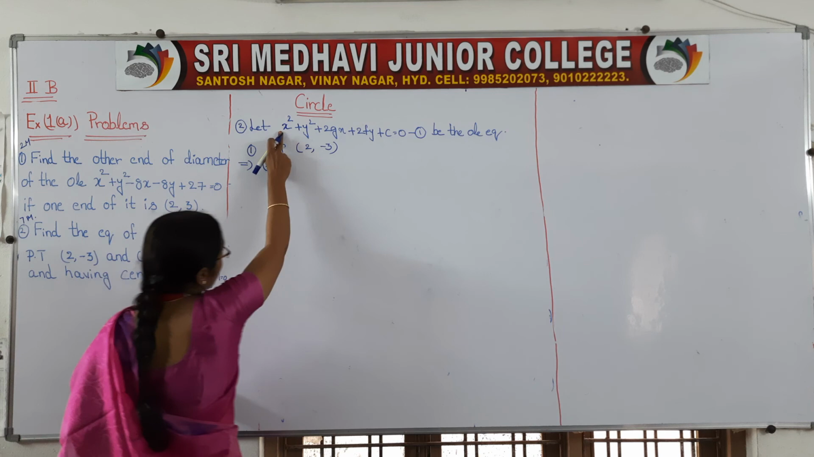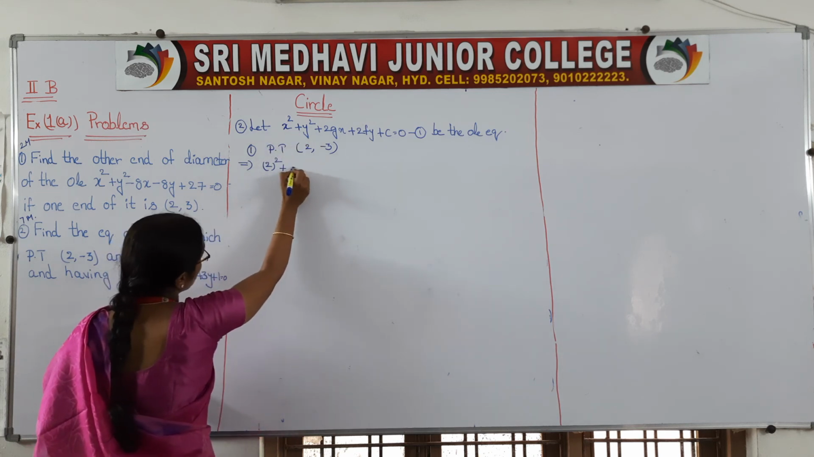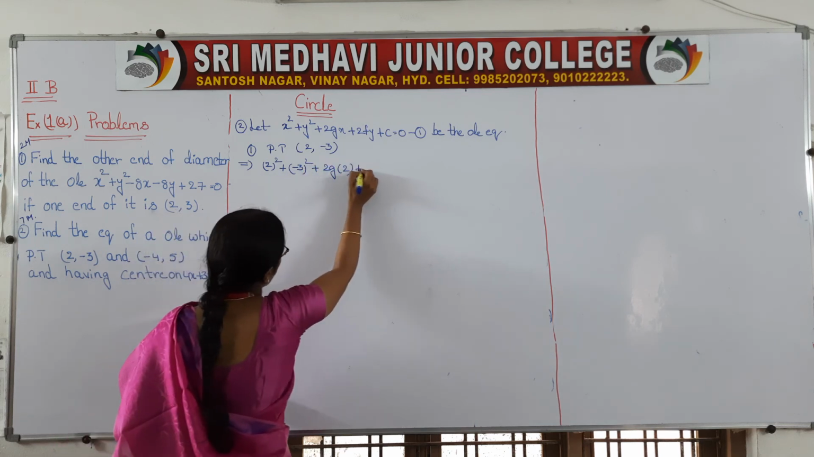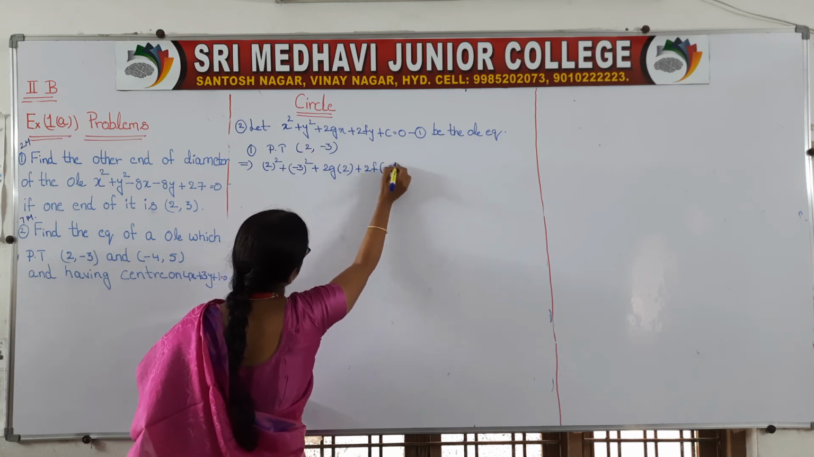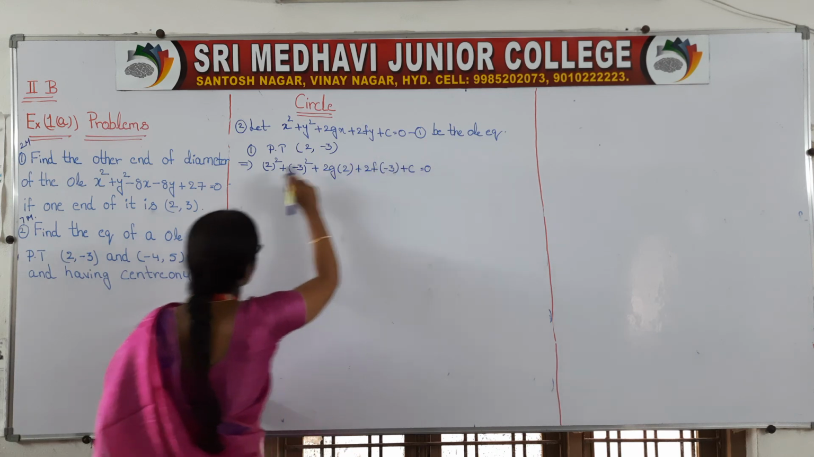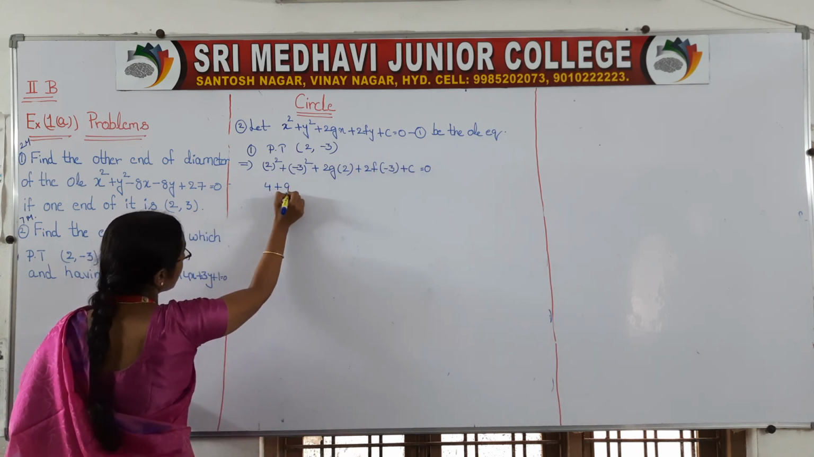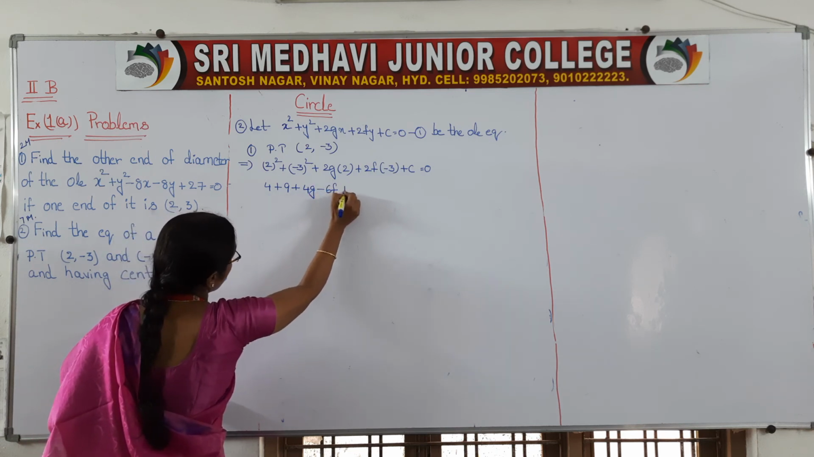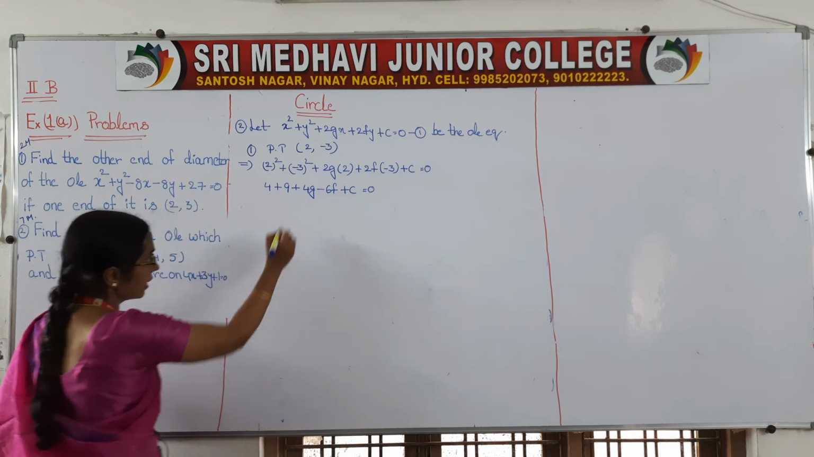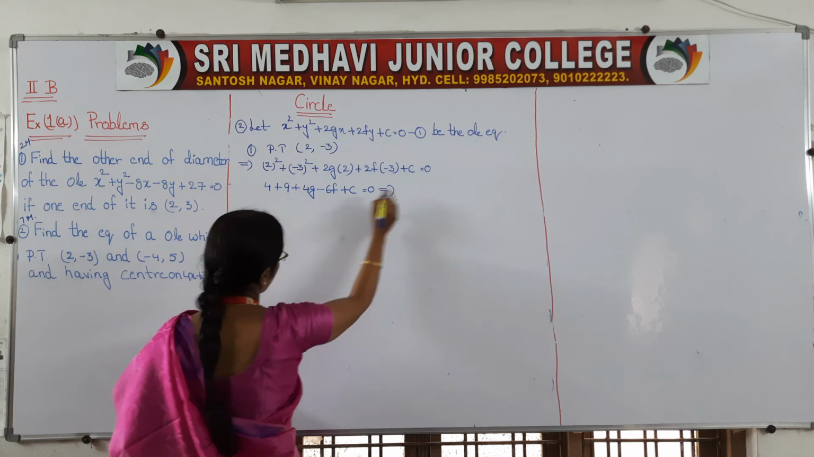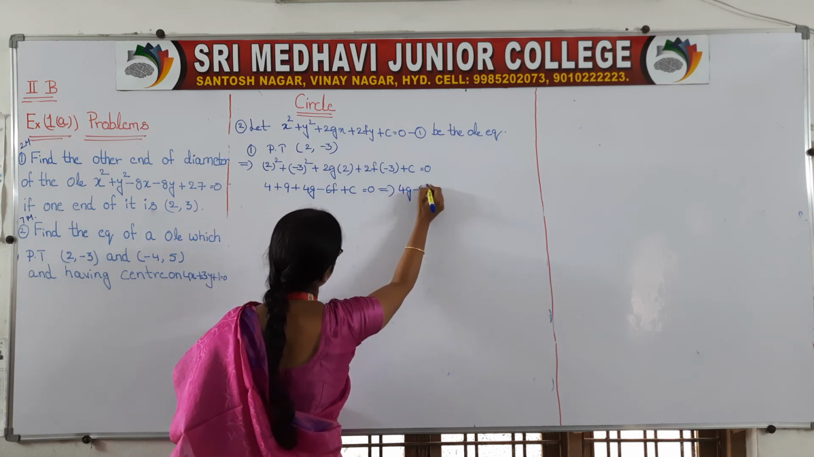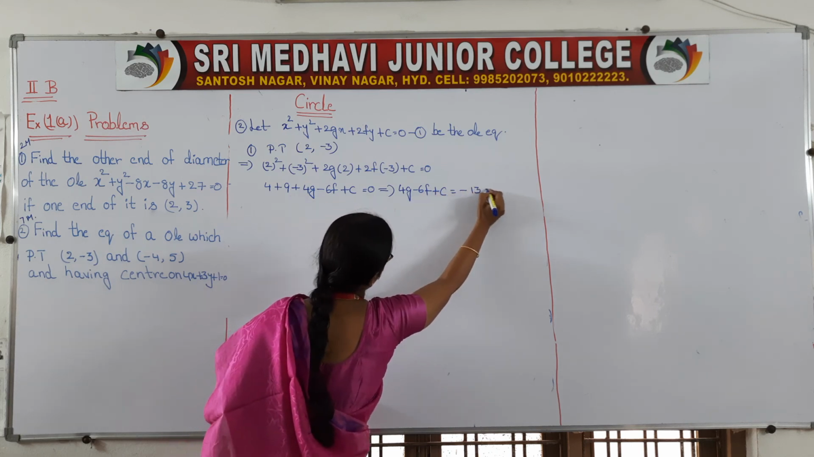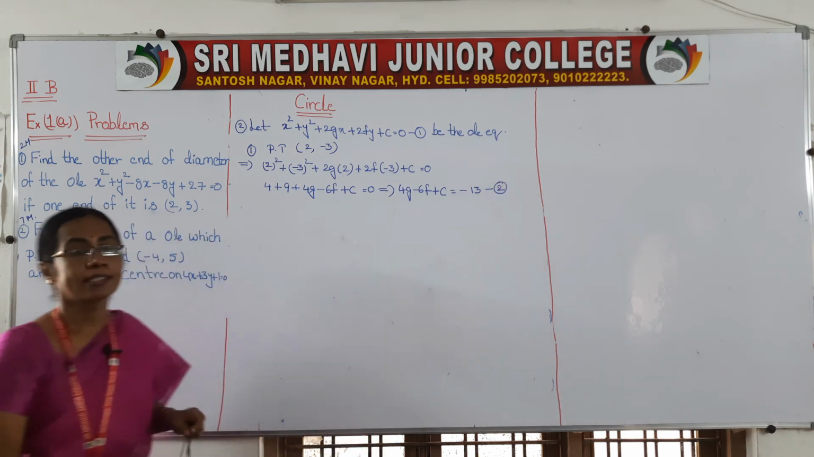Passes through means it satisfies the equation. So, in that equation wherever x, 2 wherever y, we have to substitute minus 3. So plus 2gx plus 2fy, y is minus 3 plus c is equal to 0. 4 plus 9 plus 4g, this is minus 6f plus c is equal to 0. Send the constants the other side. Then what happens? 4g minus 6f plus c is equal to 13. If we send that side minus 13, you consider this as second equation.